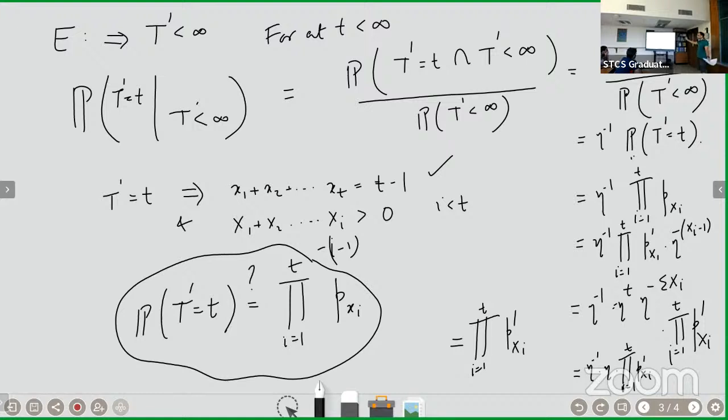Right, because the meta theorem. Am I jumping ahead? Something seems to be off. Could you explain that again? Sorry, no, it's okay. From here to here. So what does it mean? For any t finite, t prime is equal to t given that t prime is less than infinity. Okay, which is covered. Yes.